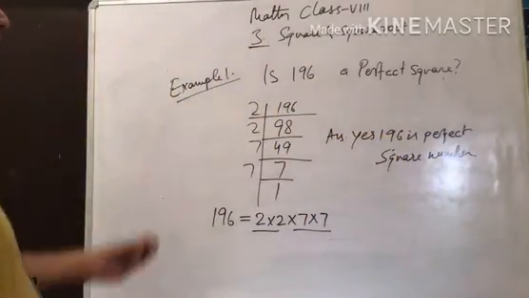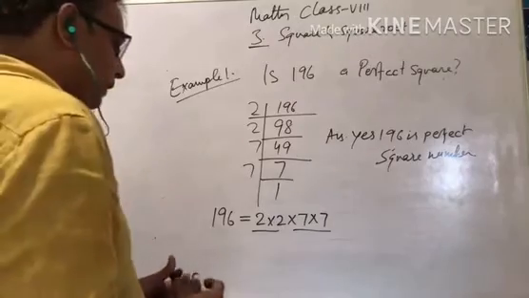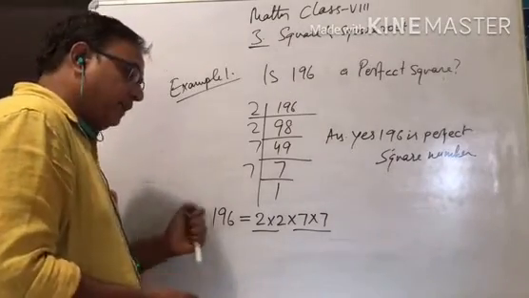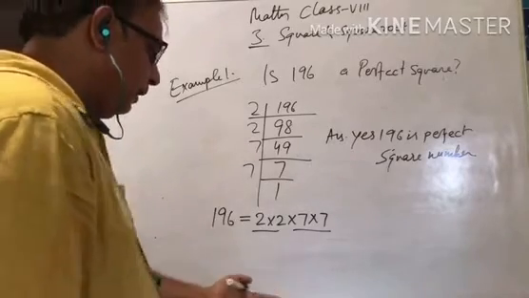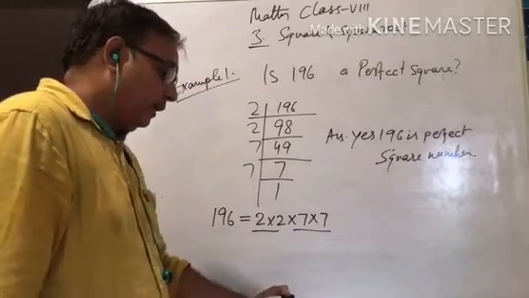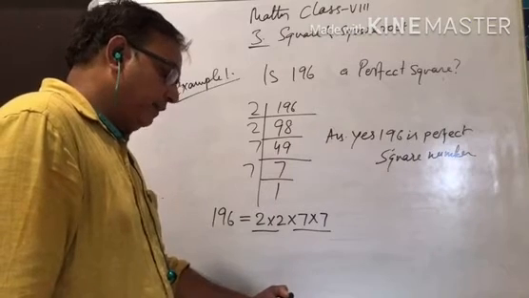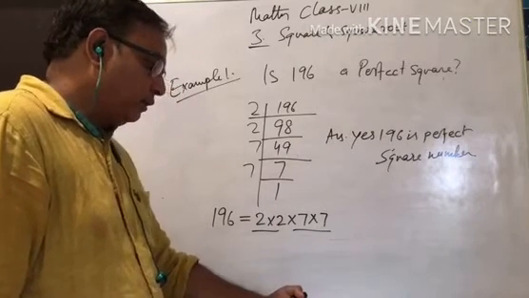So this is how we check whether a number is a perfect square or not, by using the prime factorization method. There is another example. Example number 2: show that 1764 is a perfect square.